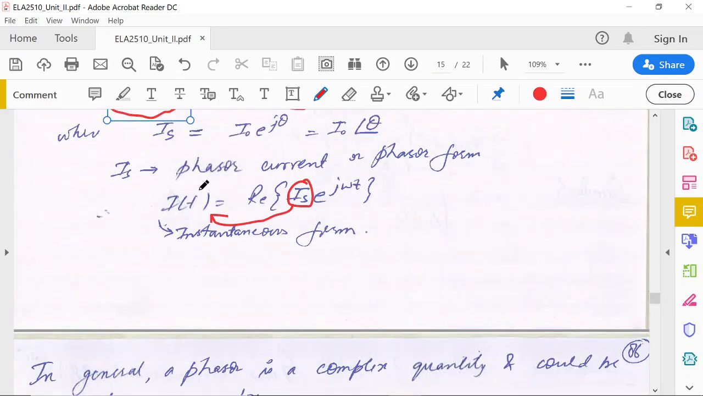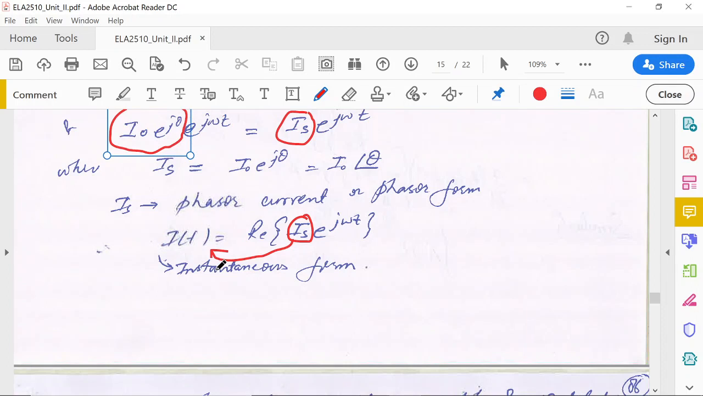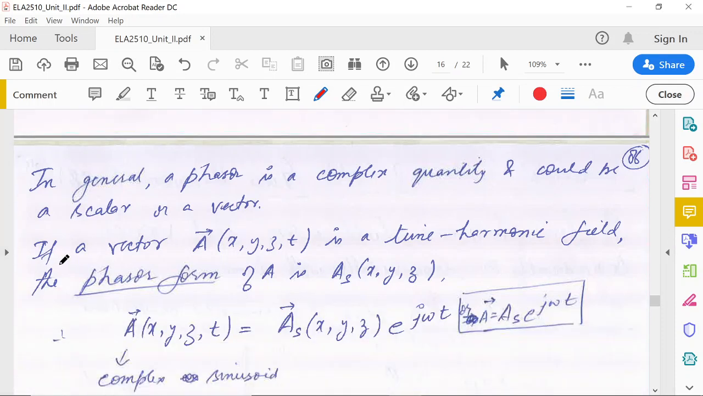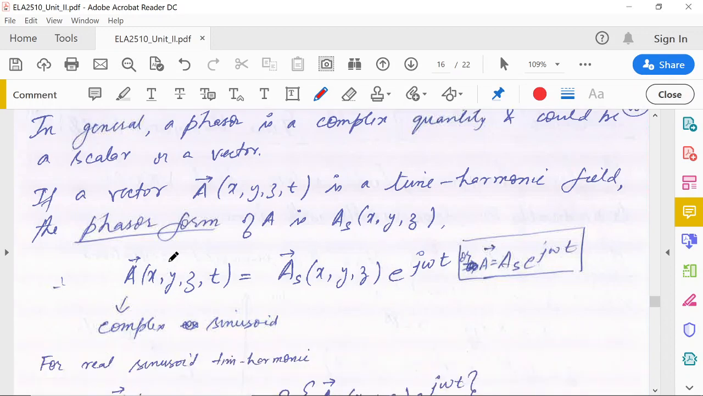So for this function, here we have the scalar quantity I. We can take a vector or a scalar. So in general, a phasor is a complex quantity and could be a scalar or a vector. Okay. So let a vector A be a function of x, y, z, and t in the time harmonic field. That is, this vector is varying in time in a sinusoidal nature, so we can obtain its phasor form. Let this be a complex sinusoid. If it were real, then we would have to use the real part of this. So let A be already complex, so we can split it into the spatial part, that is the phasor form, and the time part.